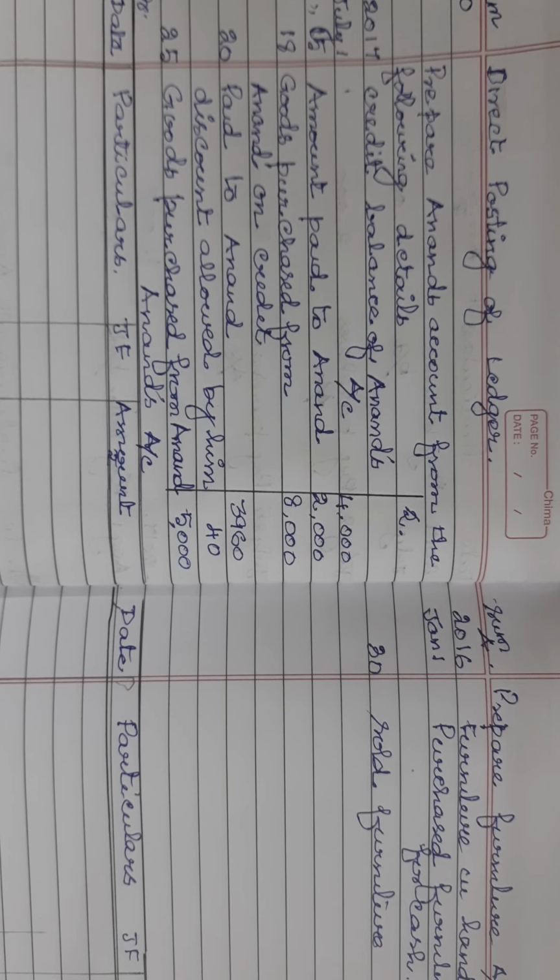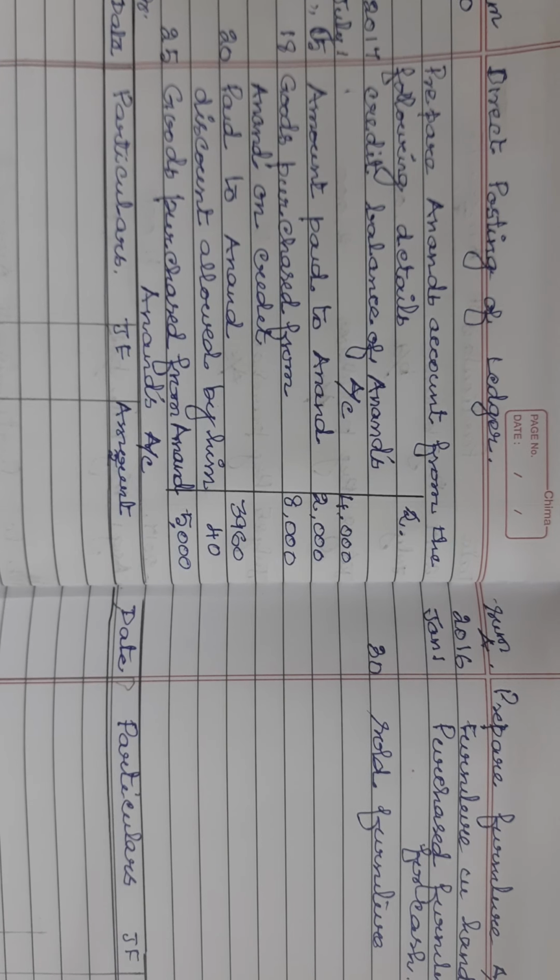The moment you see this type of ledger, you should understand what type of account it is. As per the traditional approach, there are three types of account: real account, personal account, and nominal account. Here, Anand is a person, so we have to prepare a personal account.